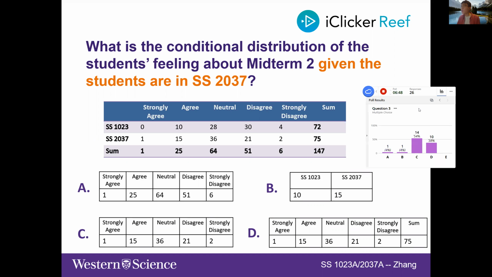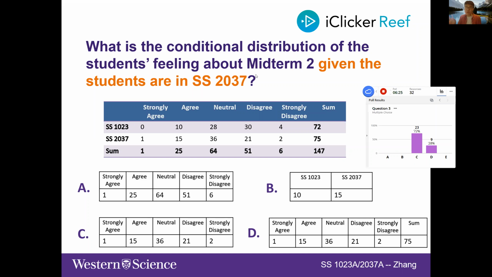Okay, let's see the result. I think we have quite a diverse result. So let's go over each option one by one. Definitely B is not correct, right? Because right now we are talking about the conditional distribution of the students' feeling.